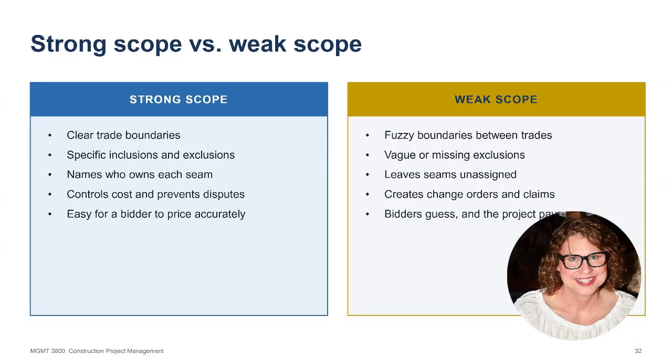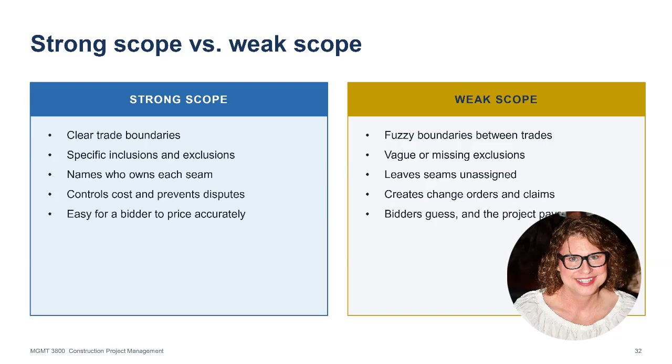Now let's put it all together. What separates a strong scope from a weak one? A strong scope has clear trade boundaries. It is specific about what is included and what is excluded. It names who owns each seam where trades meet. It controls cost because bidders can price it accurately. They are not guessing. A weak scope does the opposite. The boundaries are fuzzy, the exclusions are vague or missing. The seams between trades are unassigned.